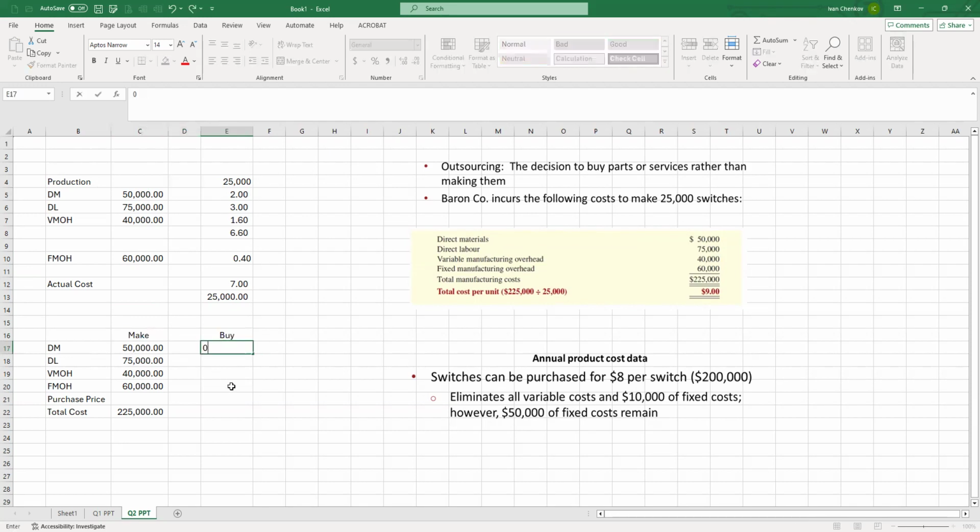If I start buying, direct material will be zero. Direct labor, zero. I'm buying it, right? Once I buy it, no direct labor. Variable overhead, still zero. Fixed overhead.